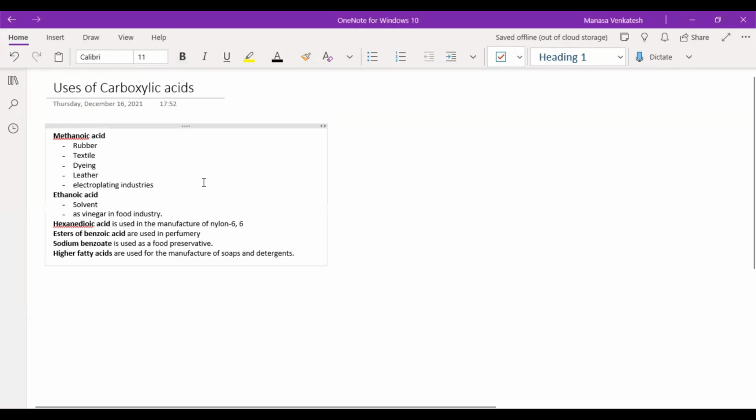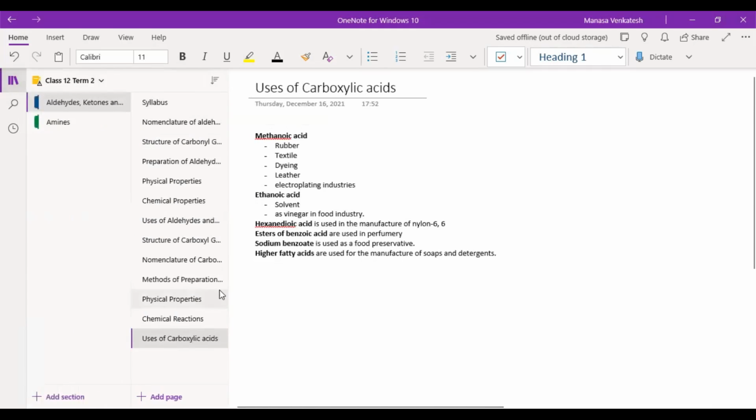This is the last topic of carboxylic acids and the last topic of this chapter. These are various uses of carboxylic acids. They're given here, just go through them. With that, we're done with the chapter aldehydes, ketones, and carboxylic acids. I hope you understood all of them.